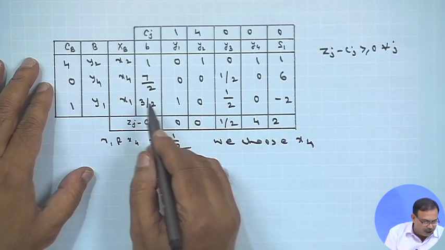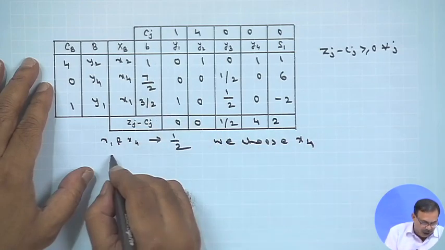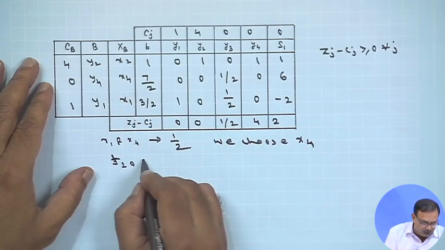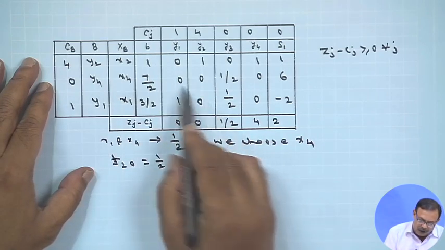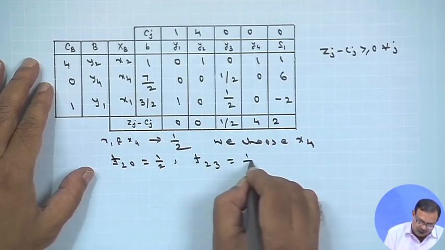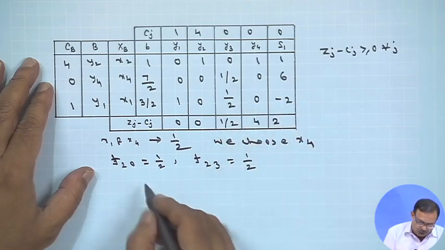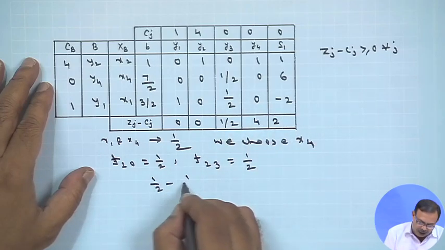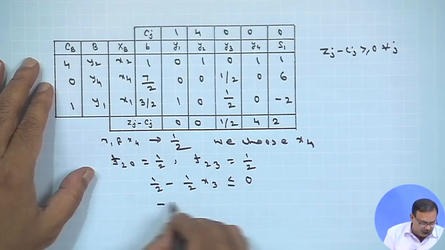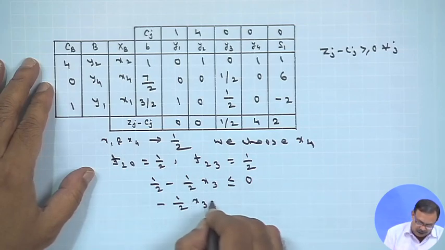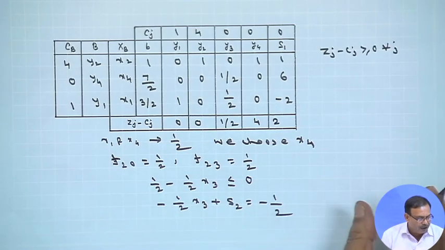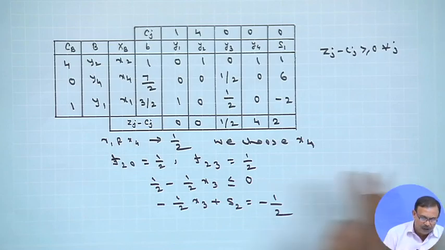Once I am choosing x4, your f10 or f20 is equal to half. Corresponding to this you have only one fractional part, so f23 equals half here. So your inequality becomes half minus half x3 less than or equal to 0, or introducing the slack variable, minus half x3 plus s2 equals minus half, and this will go into this table.